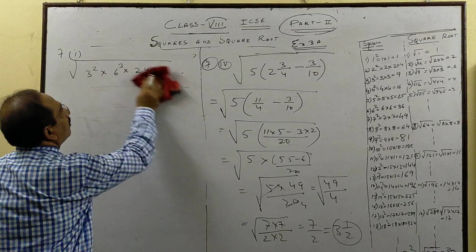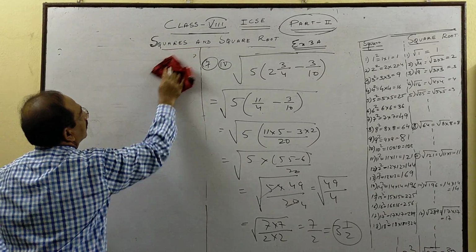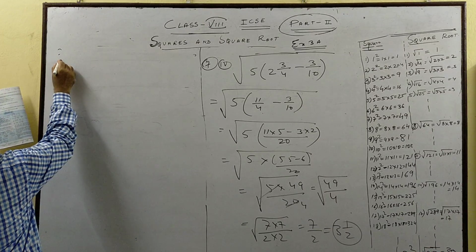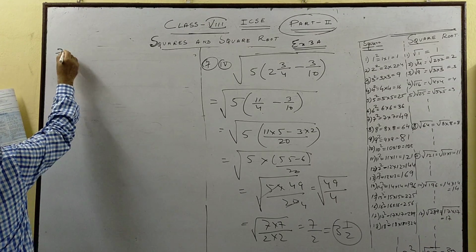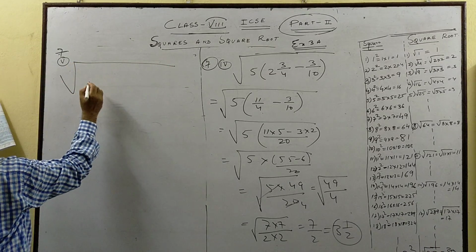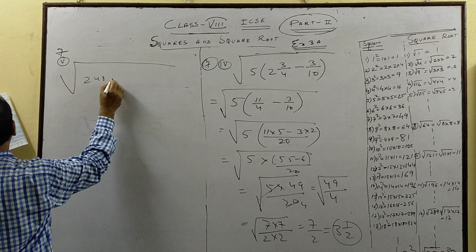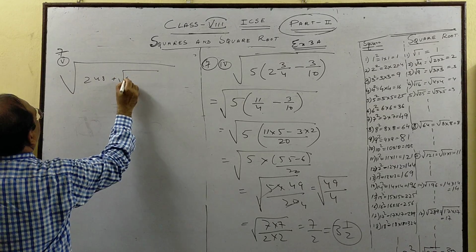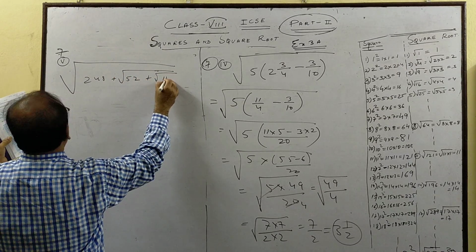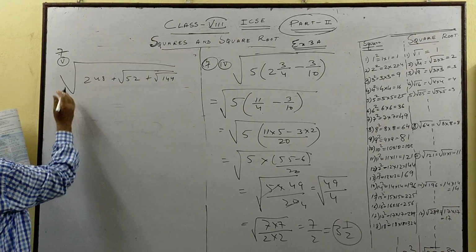And the very last sum of today looks very difficult, but it is quite interesting and not so hard. So here, root over 248 plus root over 52 plus root over 144.